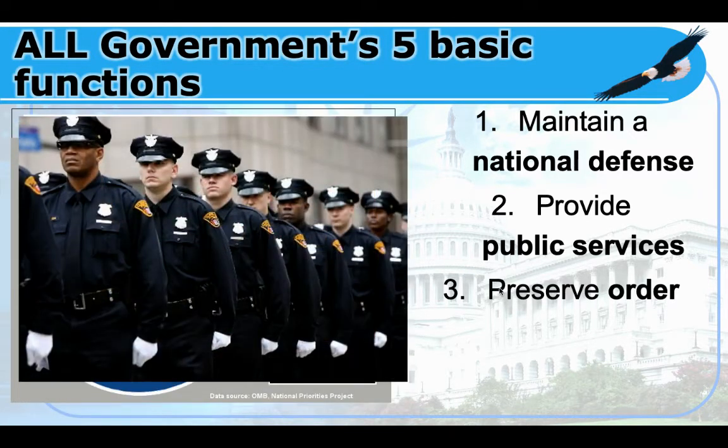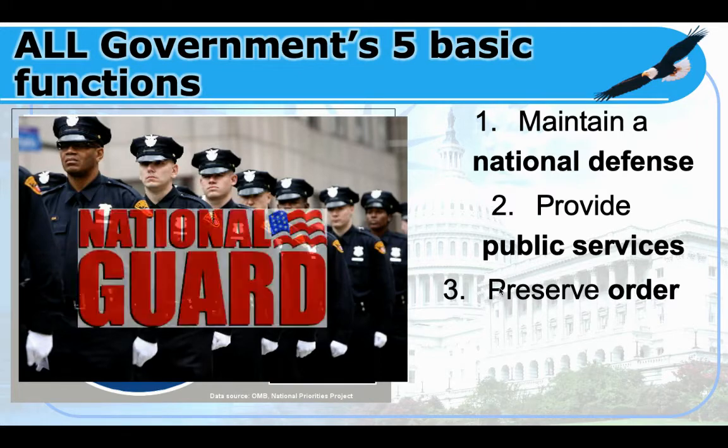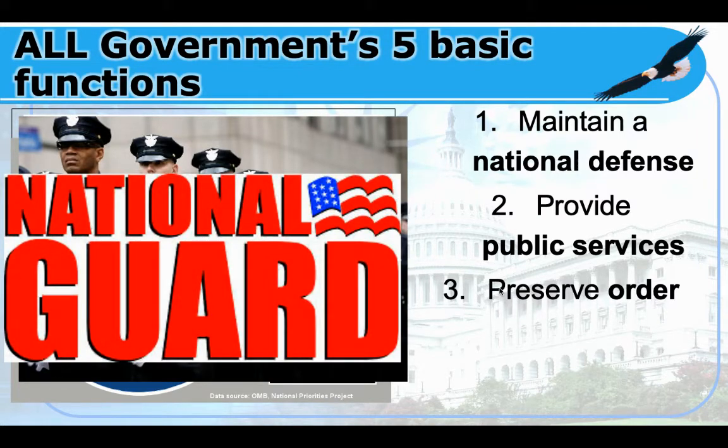Number 3, we preserve order. This is our police force, and they protect us locally. And who protects us nationally? If you don't know, it's the National Guard. Again, these are part-time military people who could be working a regular job, could be a teacher at your school. They're the ones who are there to protect the country, and if we need them, we call them up to service, usually in a natural disaster like a hurricane or an earthquake.